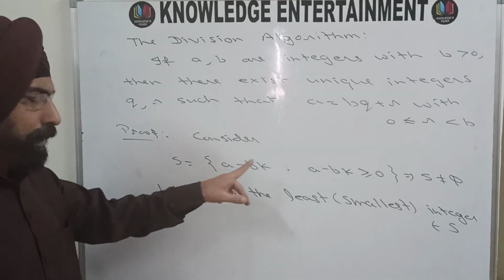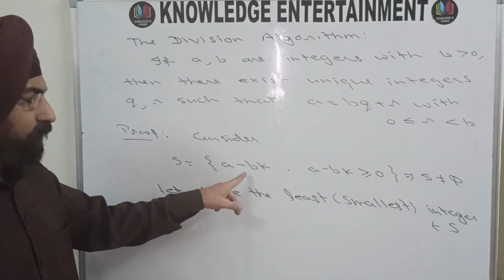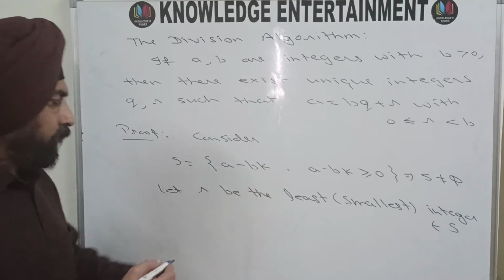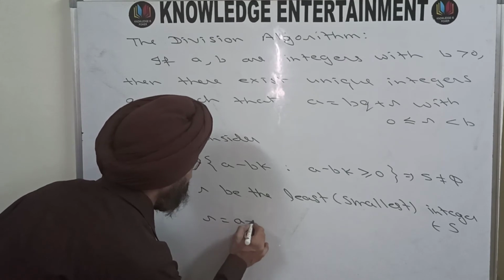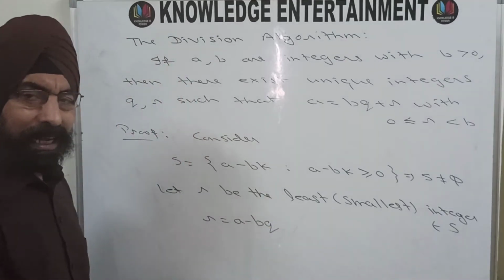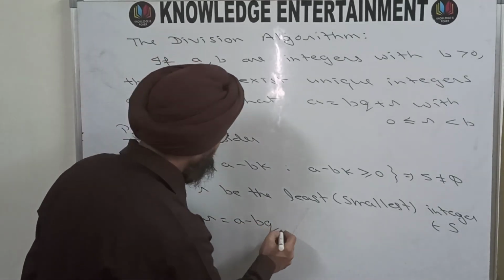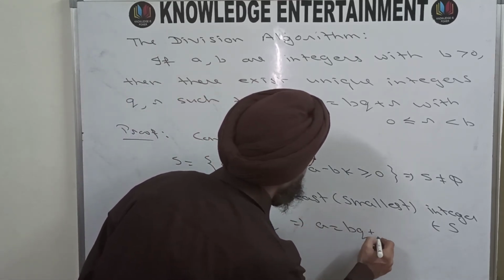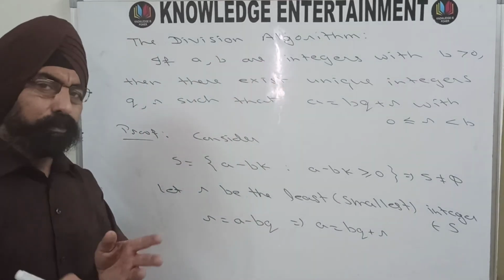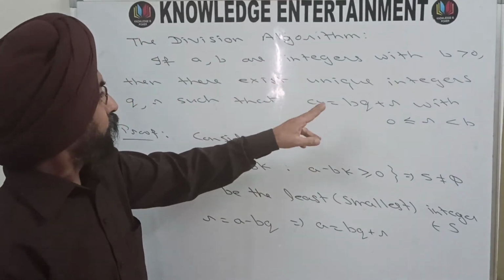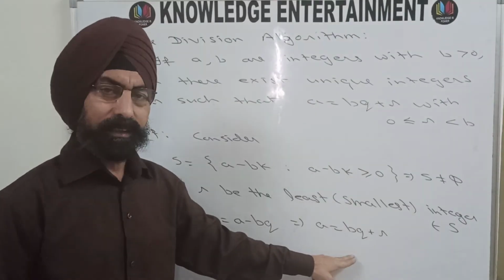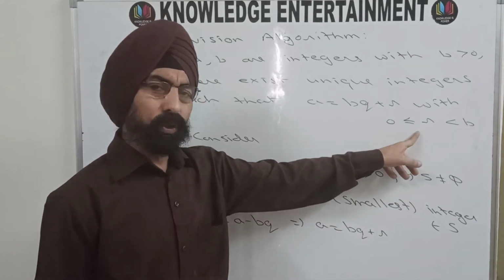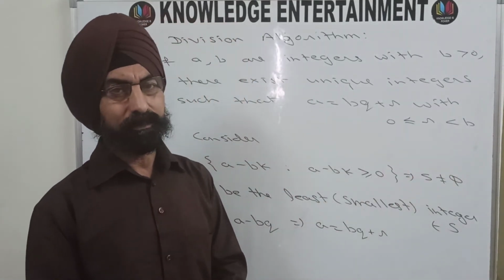Since R is a member of the set S, R must also be of the type A minus BK. Maybe for some Q instead of this K. So R is of the type A minus BQ, or you can say your A is equal to BQ plus R. So we are approaching towards the proof. A is equal to BQ plus R, what we wanted is already there. Now what else do we want to prove? That this R is greater than or equal to 0 and is strictly less than B.